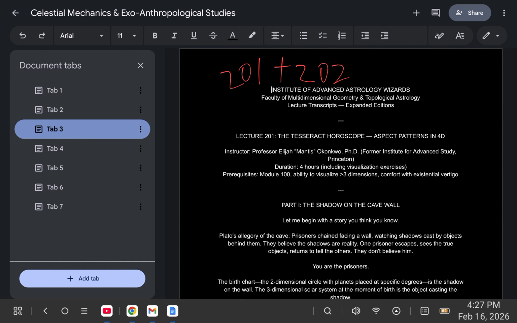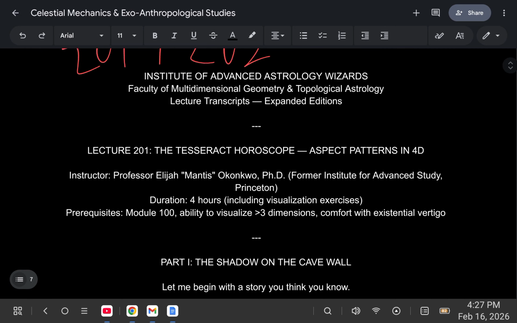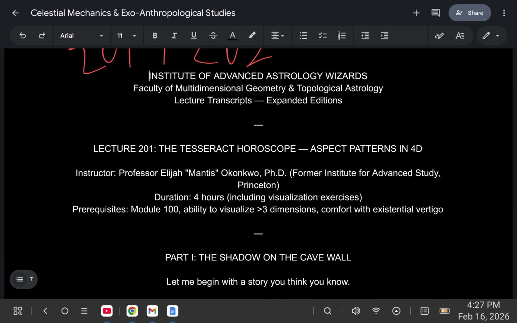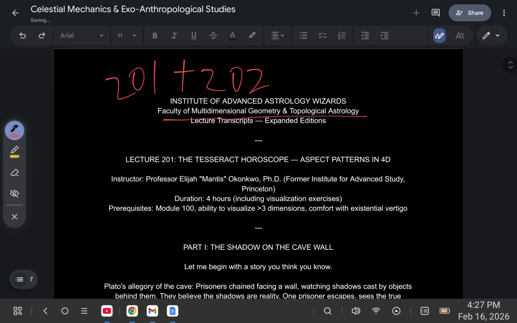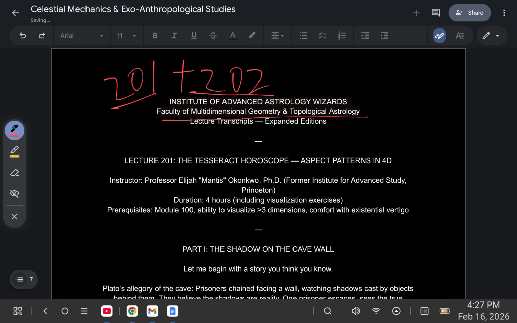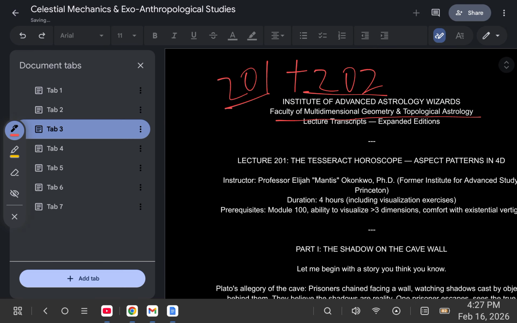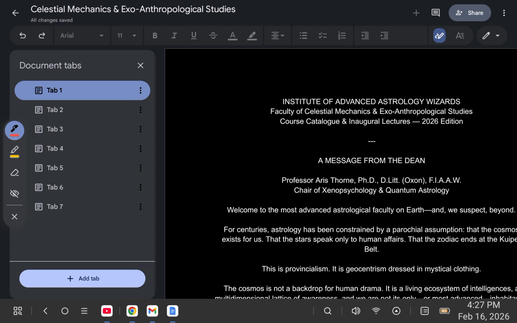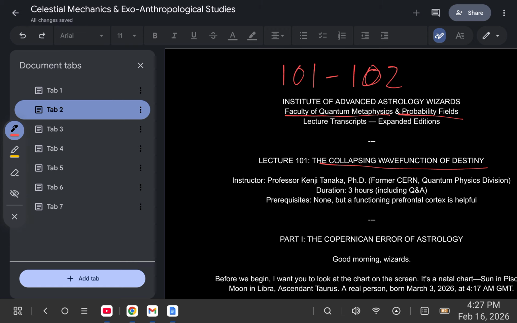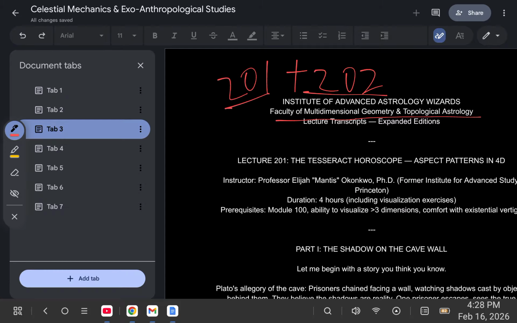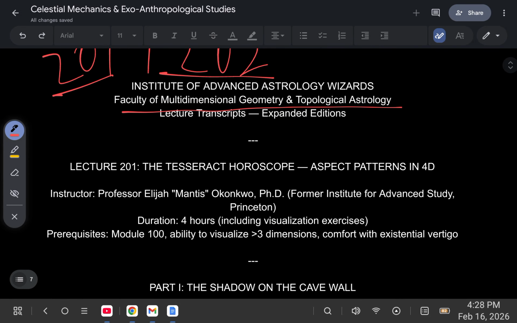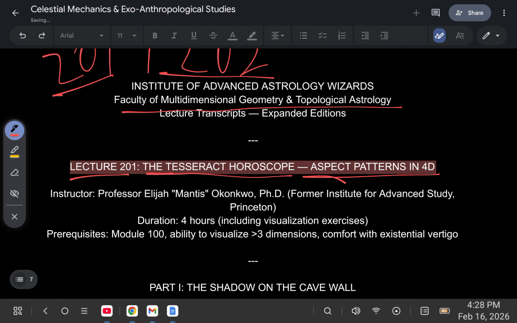So I'm gonna get into a few different things. So this is for multidimensional geometry and topological astrology, as you can see. And then what we're going to do is go over lectures 201 and 202 if you haven't seen my previous videos, where I go over the first few tabs, celestial mechanics and exoanthropological studies, and also quantum metaphysics and probability fields. So in this video, we're going to go over multidimensional geometry and topological astrology. The first lecture is about the tesseract horoscope and aspect patterns in 4D.